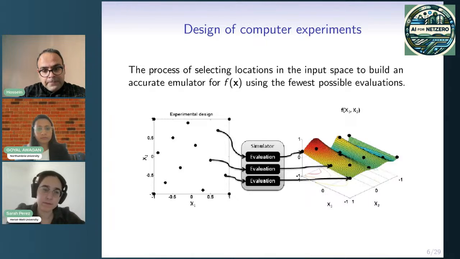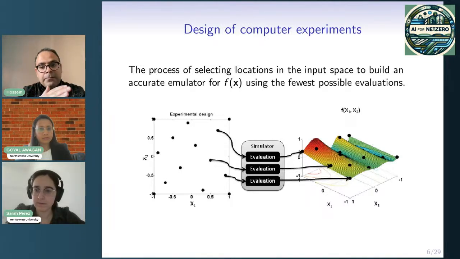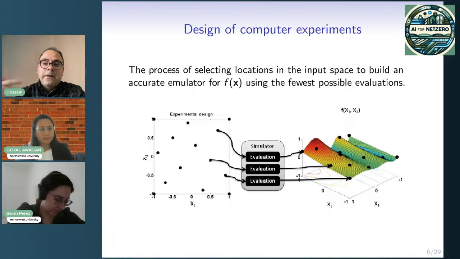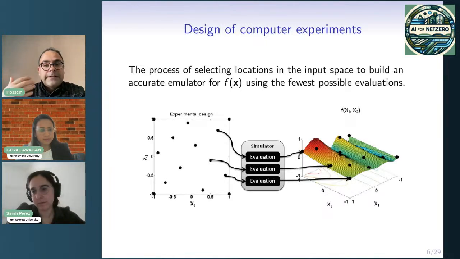Then we run the simulators at these points and obtain the corresponding outputs, and then we fit our Gaussian process emulator to these limited data points. And since an emulator is very fast, we replace the true simulator with these approximations, and then conduct our statistical analysis based on our emulator, which saves a lot of time.